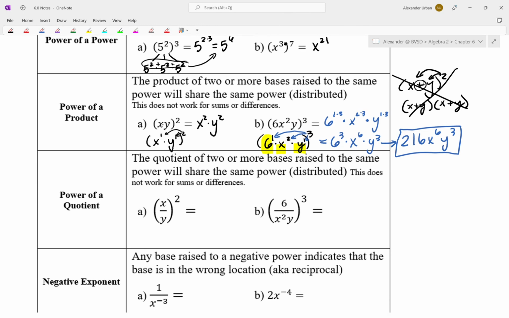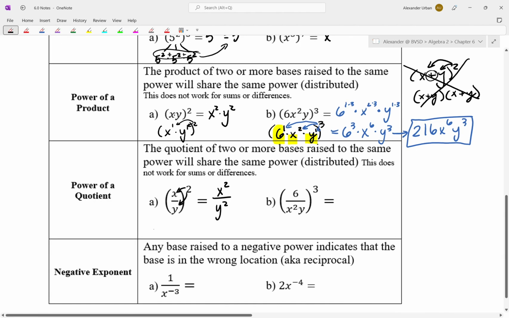Same thing happens with quotients, which means division. A quotient of 2 or more bases raised to the same power will share the same power. This means it's distributed. This does not work for sums or differences like we talked about before. It only works for multiplication and division. So in this case, this is x to the first, y to the first, and they're both going to have the second power now. So this is x squared over y squared. And if you want to see this in a different form, since this is xy times another xy, well, you have 2 x's on top and 2 y's on the bottom, and you get the same result.